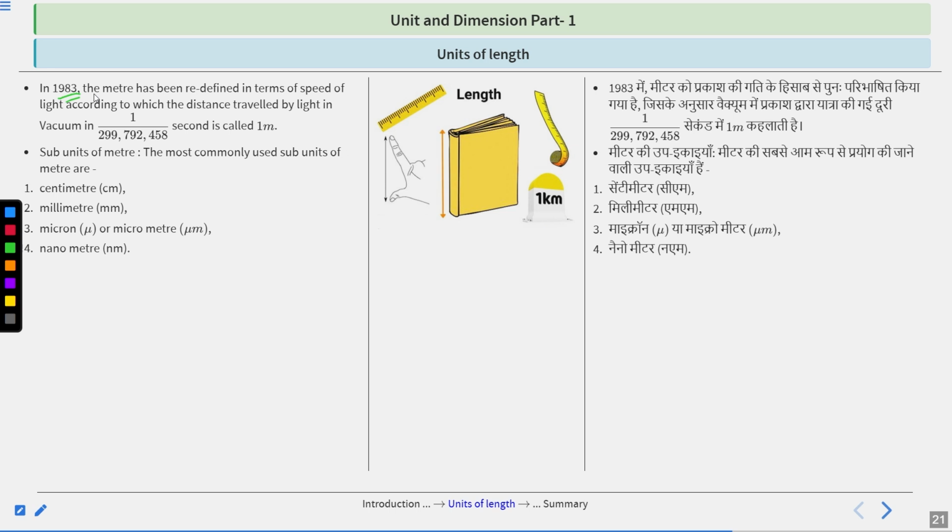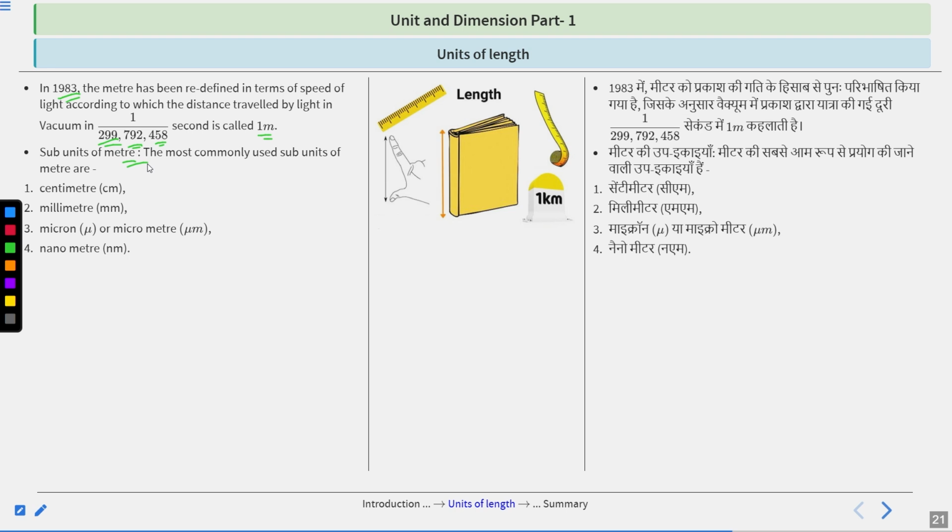In 1983, the meter was redefined in terms of the speed of light, according to which the distance traveled by light in vacuum in 1/299792458 second is called the meter. And now the subunits of the meter that developed over a period of time.